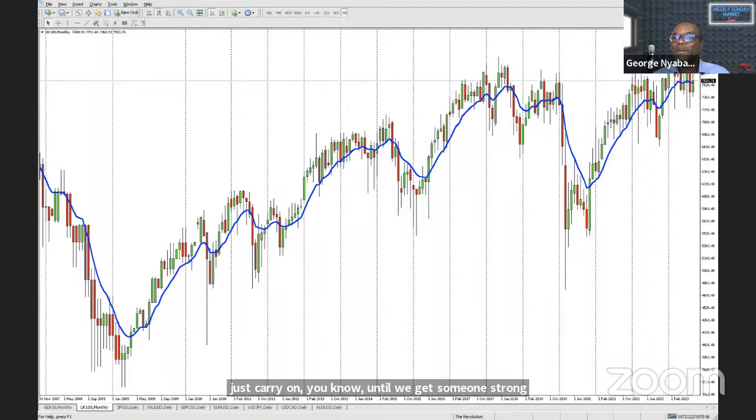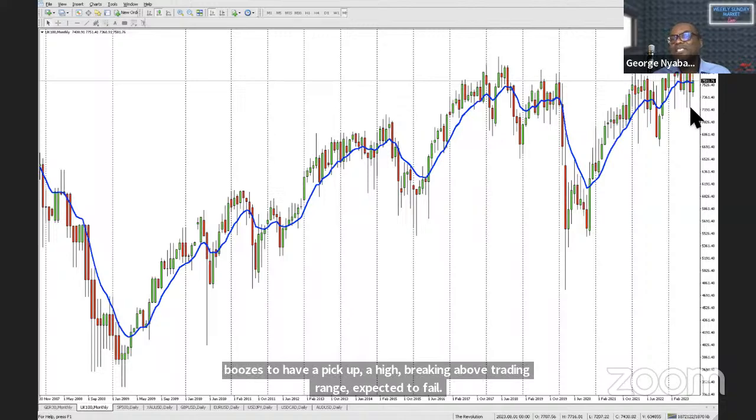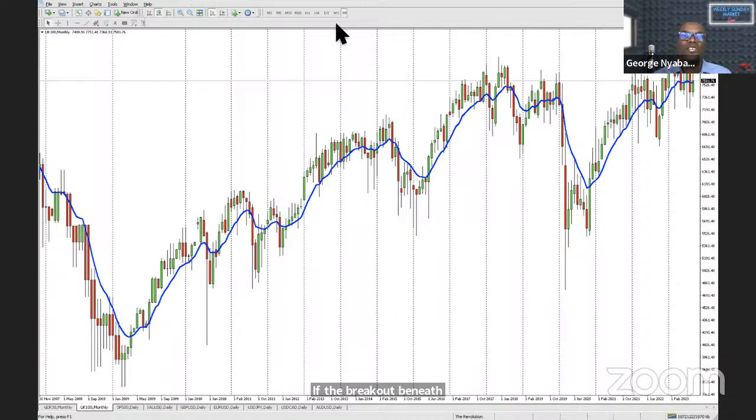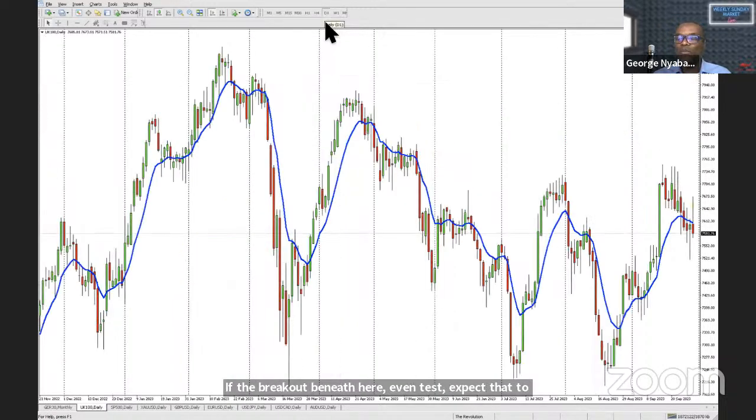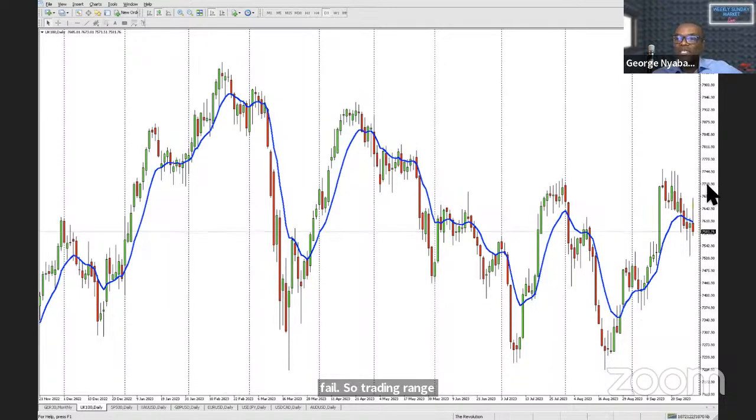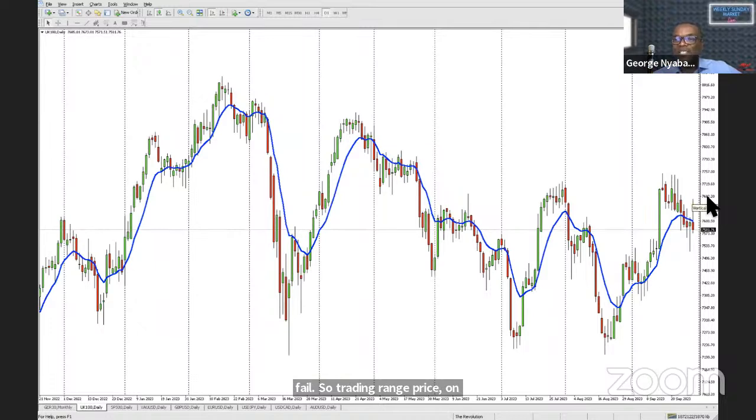If the bulls are strong enough to break above the high of the trading range, expect that to fail. If they break out beneath here, even test that, expect that to fail. So trading range price action is expected on the FTSE. As you can see, if you're trading intraday, there would be opportunities. But if you're trying to hold on to it on the daily, what should you be doing?